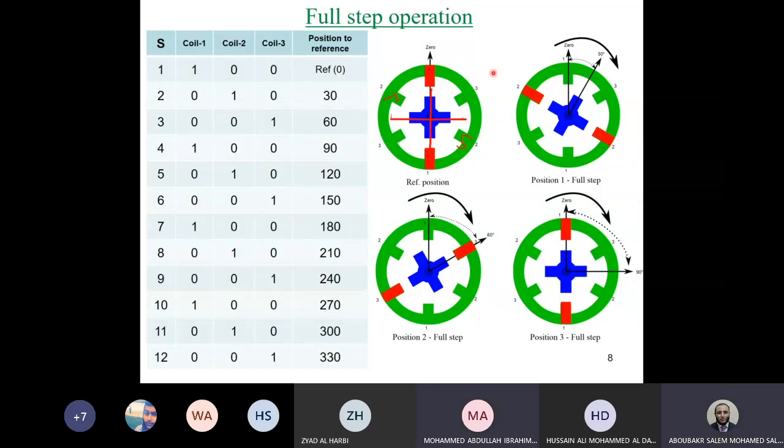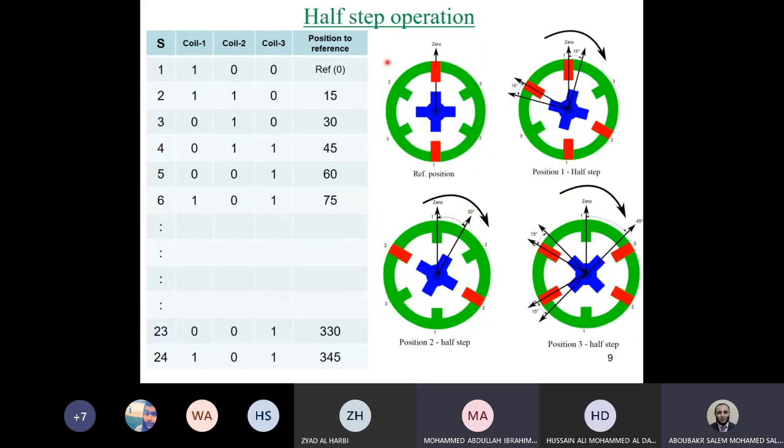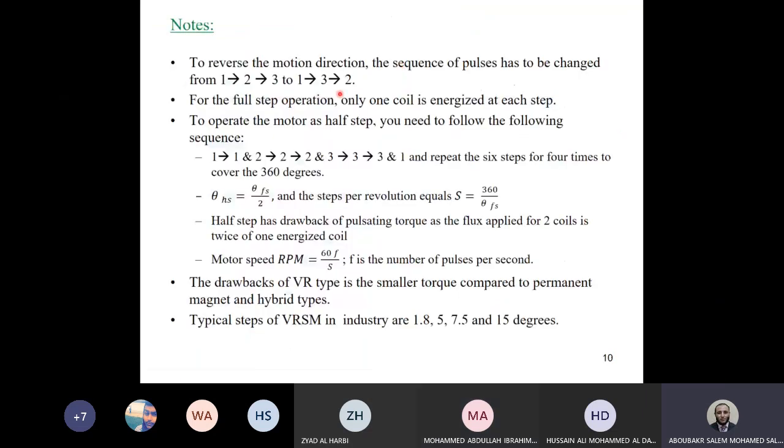If you would like to reverse the direction of the operation, simply instead of making the sequence 1, 2, 3, keep the sequence 1, 3, 2, and the machine will rotate in the reverse direction. So this is a way how we can reverse the machine direction, simply by reversing the sequence of pulses. So instead of supplying 1, 2, and 3, supply 1, 3, and 2, and so on. So this will make the motor direction reversed.